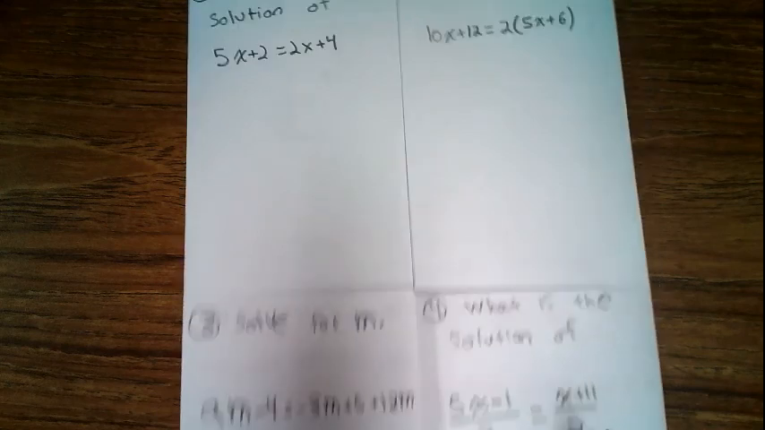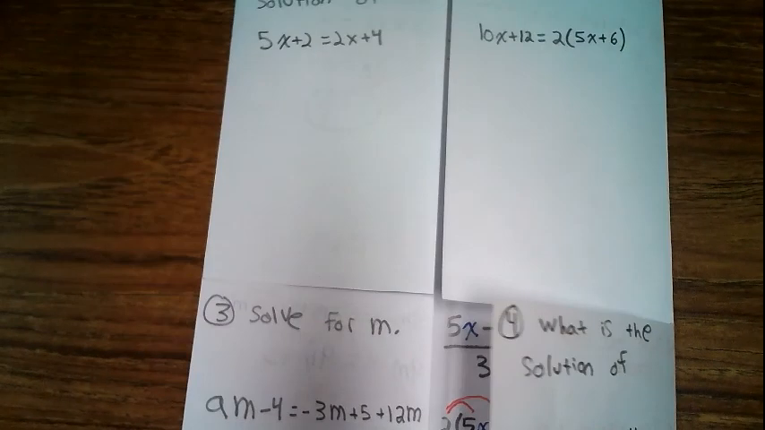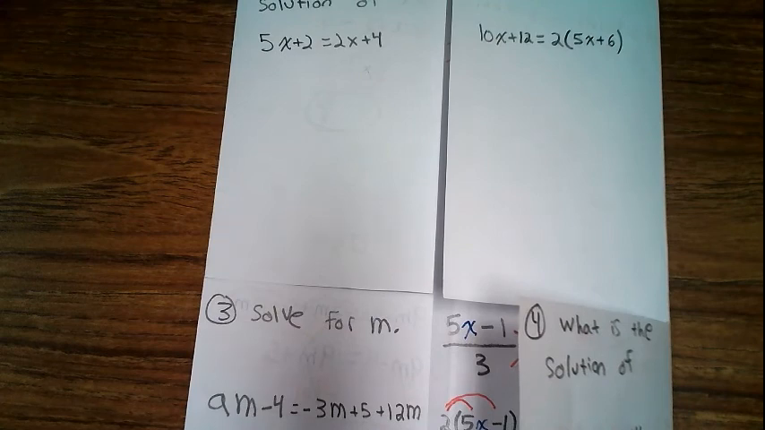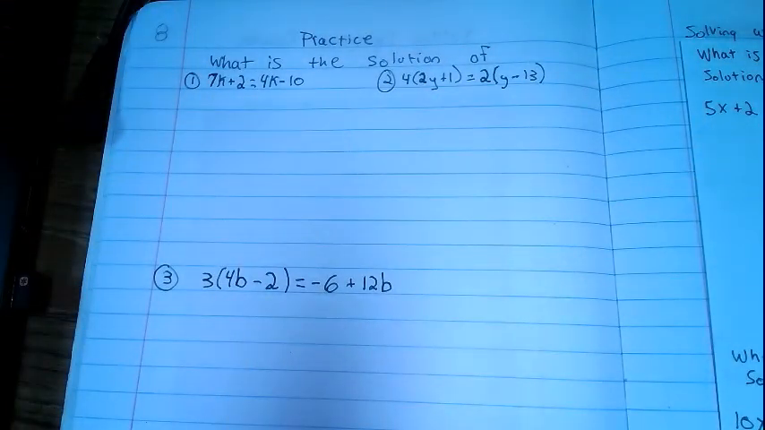So that's your foldable for solving equations with variables on both sides. I'm going to have you do some practice problems on the left side and then show your teacher. Once you get those right, you can move on to the practice problems from the textbook. On the left side, you're going to do these 3 practice problems.